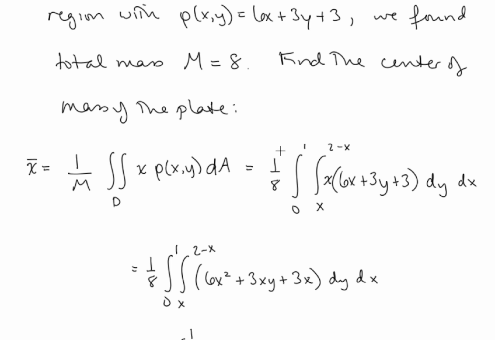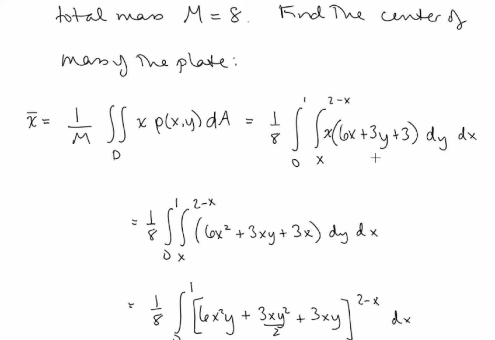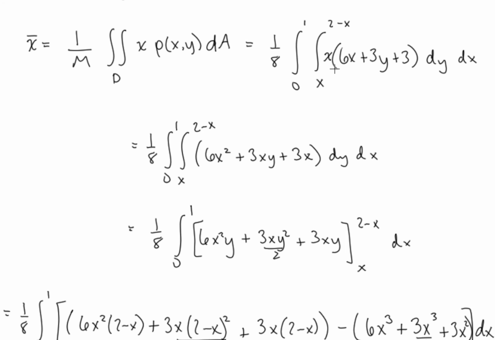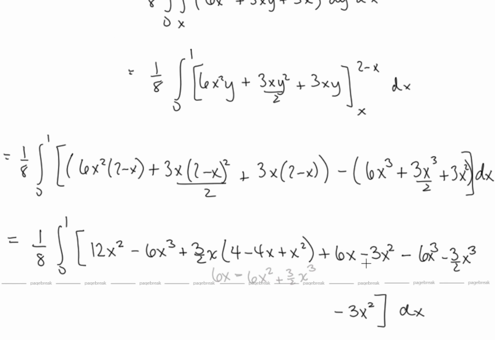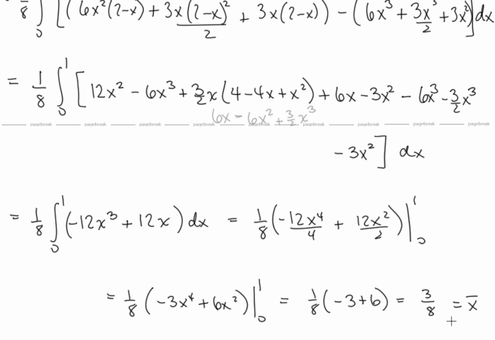So for our x-coordinate, we've got 1/8 multiplied by this integral of x times the density function. So we'll distribute our x. I've got it set up in y, so we'll integrate with respect to y first. Plug in our bounds, subtract, do a bunch of simplifications. And we get x bar is equal to 3/8. That's the x-coordinate of our center of mass.